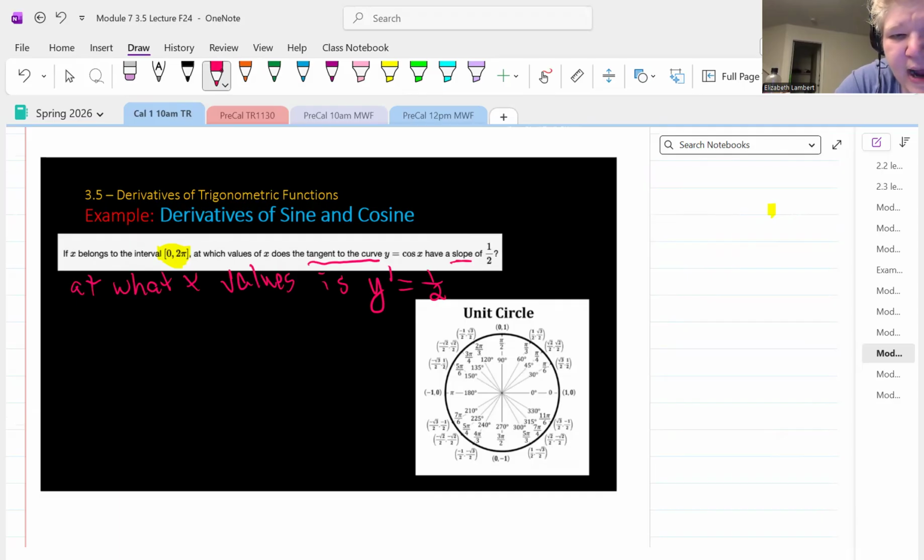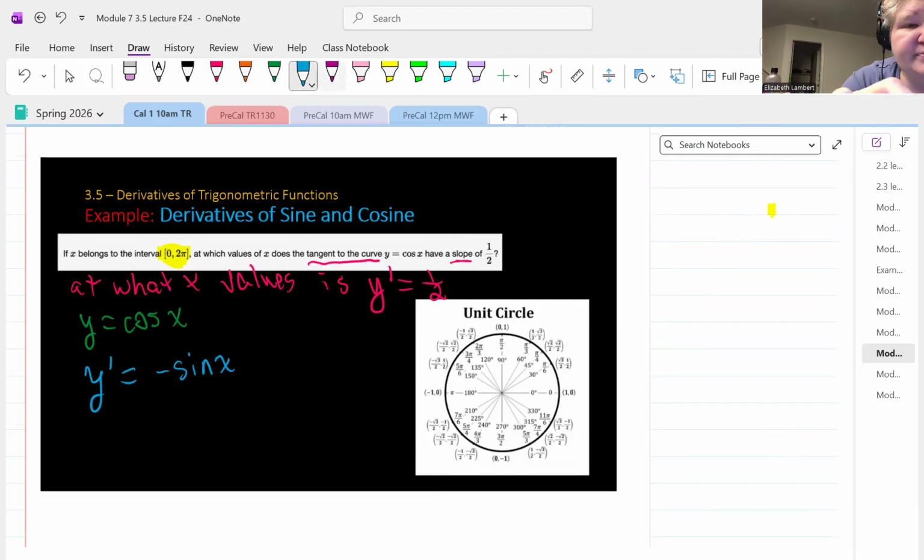So I wrote y prime because they called our function y. But I can calculate y prime. If y is cosine of x, then I literally know my derivative. Y prime is negative sine x. So now, but the question was, when is that derivative 1/2? Okay, so I'll put 1/2 in place of the y prime.